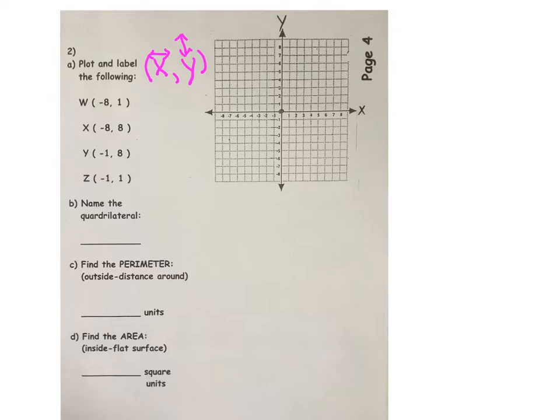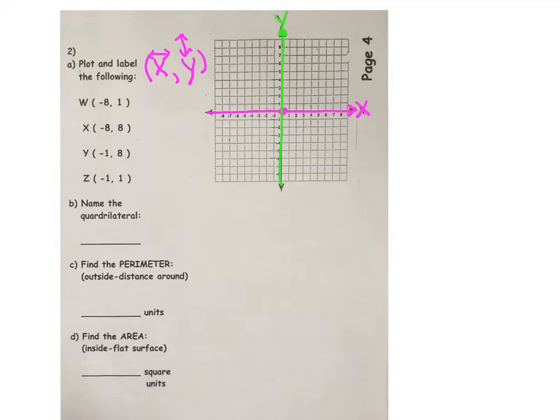Positive is up, negative is down. And we always start at the origin when we plot. This axis is your x-axis, labeled X. And of course, your vertical axis running north and south, this is your y-axis.